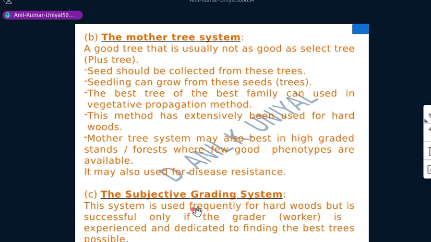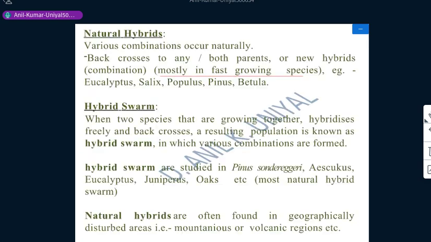Okay, next we have the subjective grading system. This system is used frequently for hardwood again, but it is successful only if the grader or the worker is experienced about the selection of these trees, and is dedicated to finding out the best trees possible by using this system.